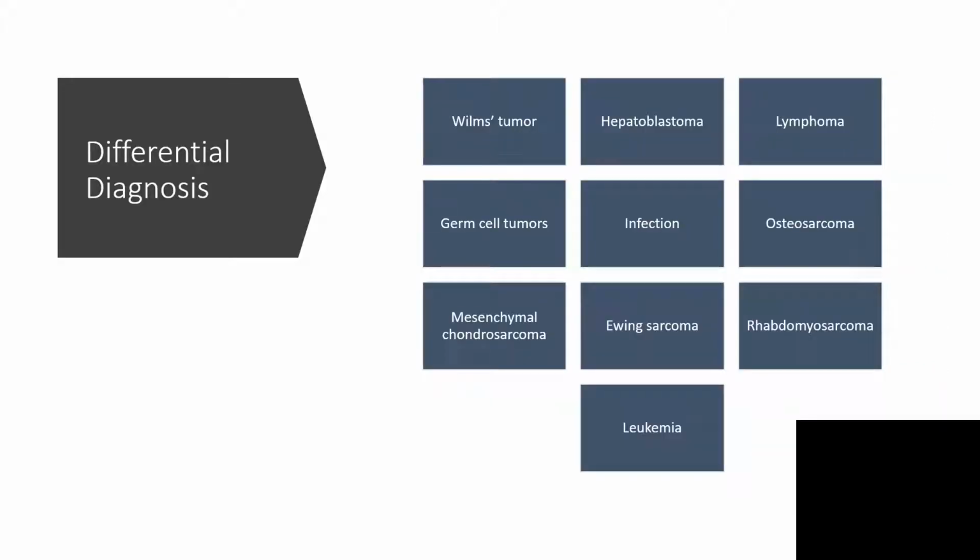The differential diagnosis here could be Wilms tumor. I have made a separate presentation on Wilms tumor. Please kindly check that out. Could be hepatoblastoma, lymphoma, germ cell tumor, infection, osteosarcoma, mesenchymal chondrosarcoma, Ewing sarcoma, rhabdomyosarcoma, or leukemia.